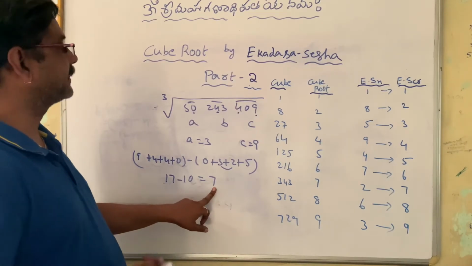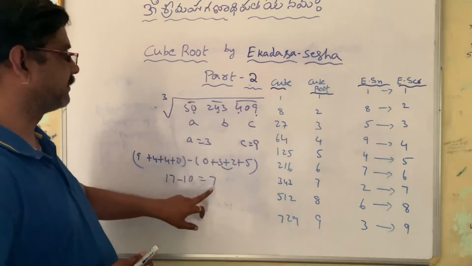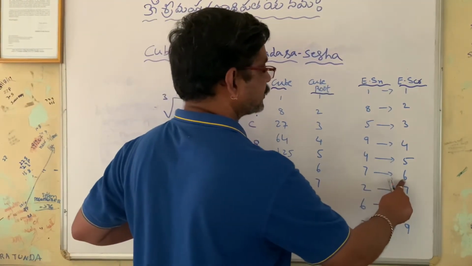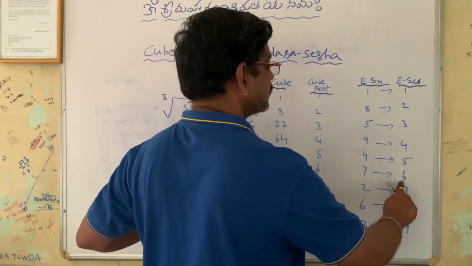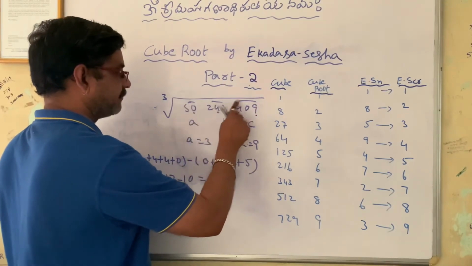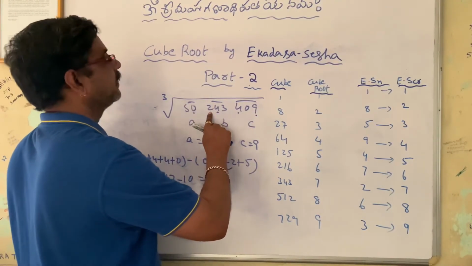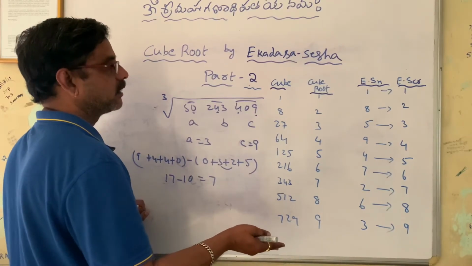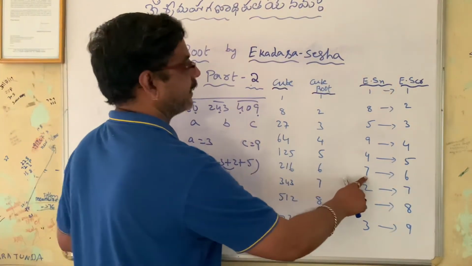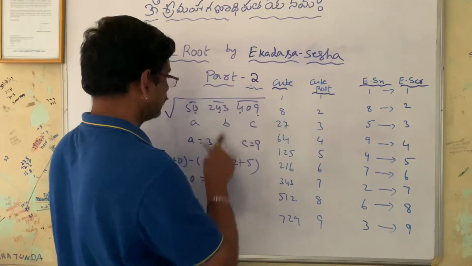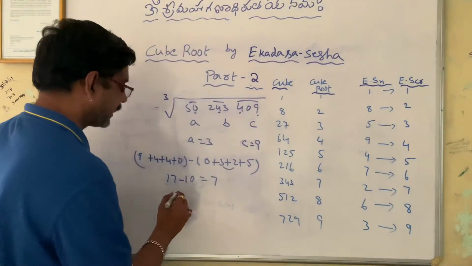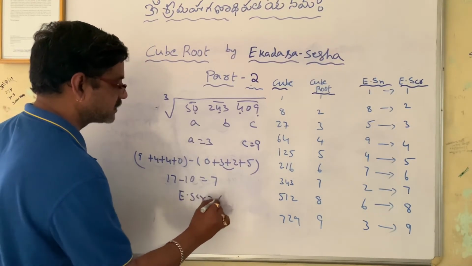So if the Ekadasha Sesha of a number is 7, the Ekadasha Sesha of its cube root is 6. Once again, when we divide this number by 11 the remainder is 7, and the remainder of its cube root when divided by 11 is 6. So Ekadasha Sesha of its cube root is 6.